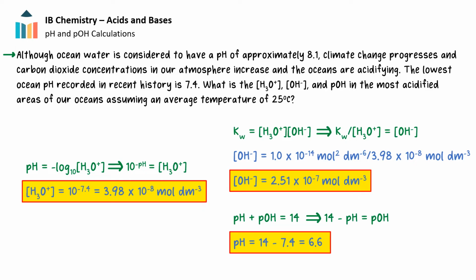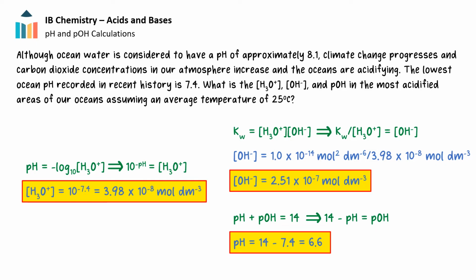Although ocean water is considered to have a pH of about 8.1, as climate change progresses and CO2 concentrations in our atmosphere increase, the oceans are acidifying. The lowest ocean pH recorded in recent history is 7.4. What is the hydronium ion concentration, the hydroxide ion concentration, and the pOH in the most acidified areas of our oceans, assuming an average temperature of 25 degrees Celsius?